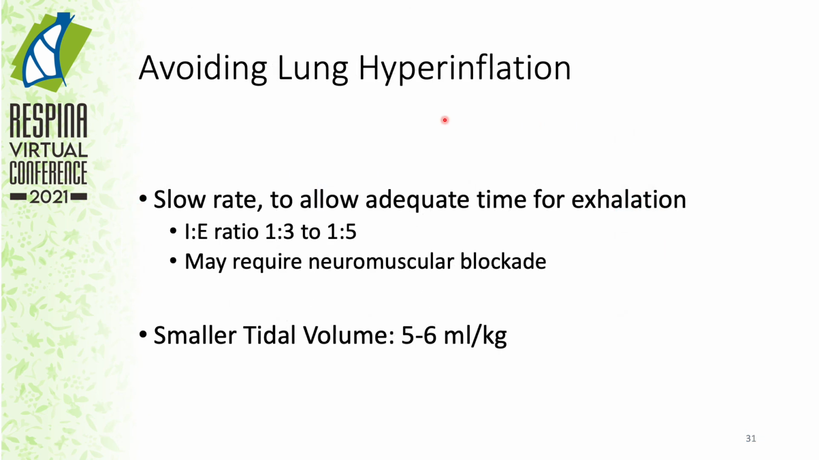To avoid lung hyperinflation, institute a slow rate to allow adequate time for exhalation, with adjusted inspiration-expiration ratio, and it may require neuromuscular blockade. Also use a smaller tidal volume, 5 to 6 milliliters per kilogram.